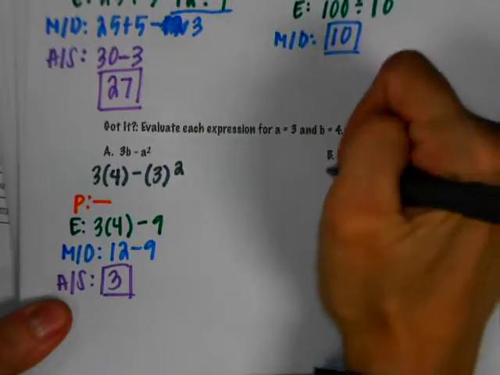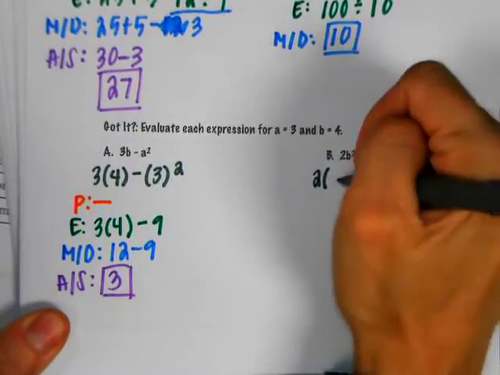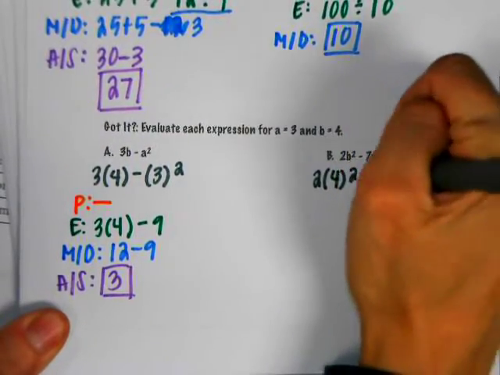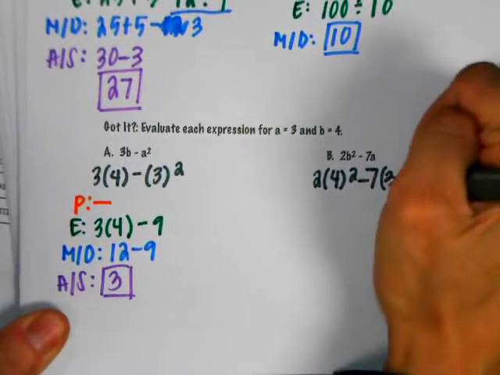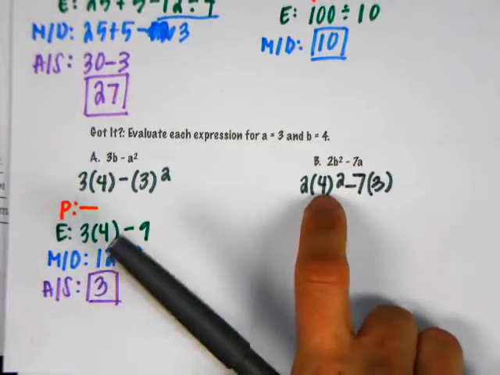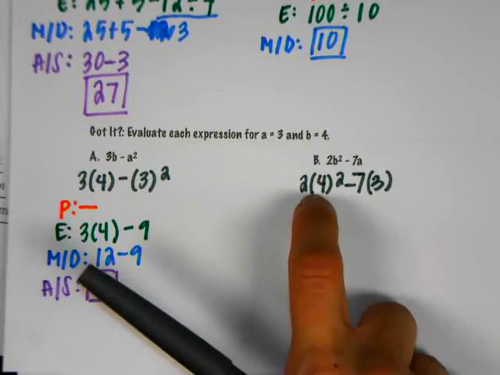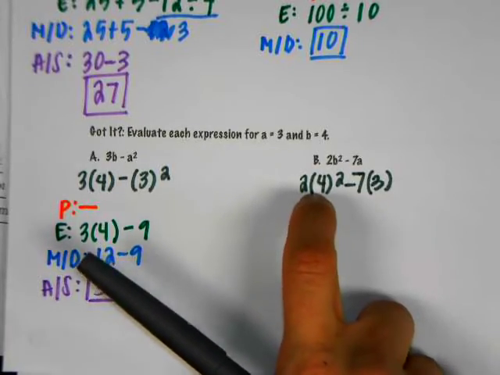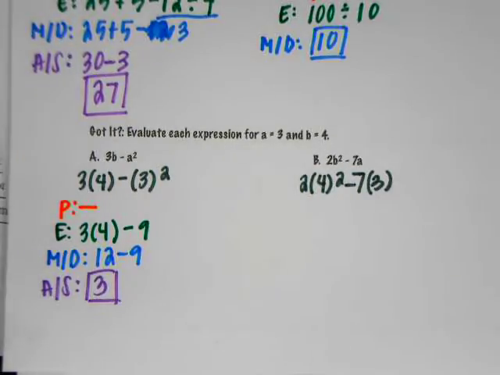Let's put this one in. So you have 2 times b, which is 4, squared, minus 7 times a, which is 3. I see a lot of people make mistakes here because people really want to multiply the 2 and the 4 together right there, okay? But you can't do that because it has to go in order.